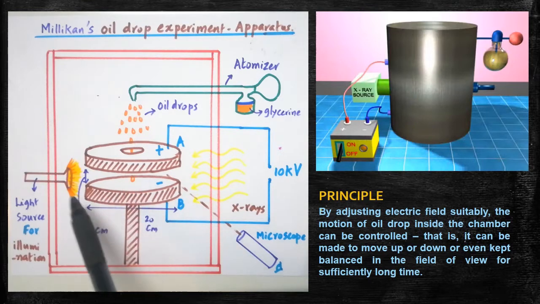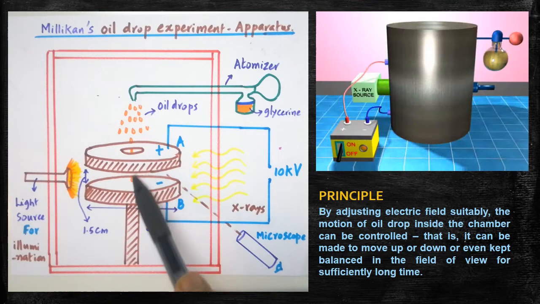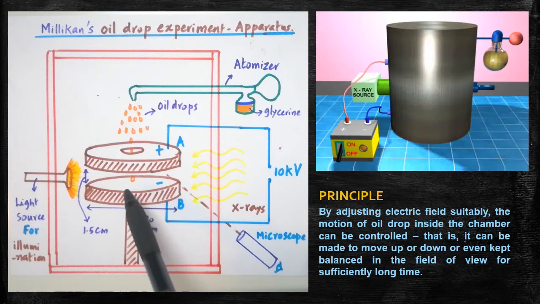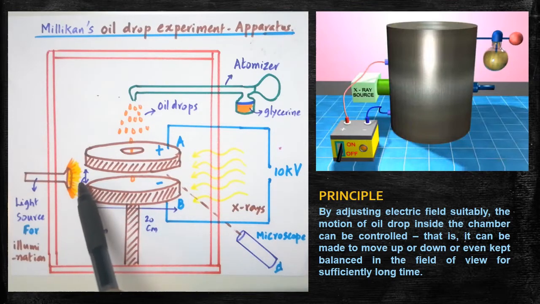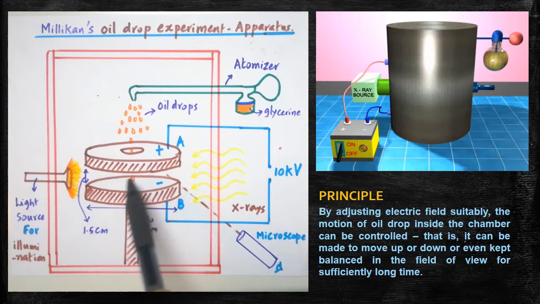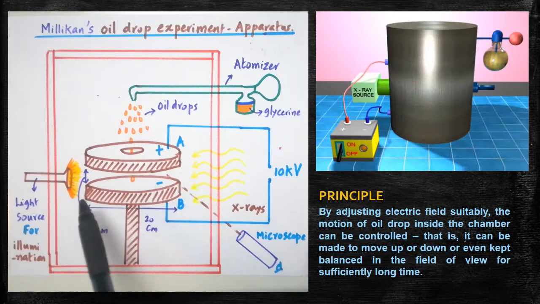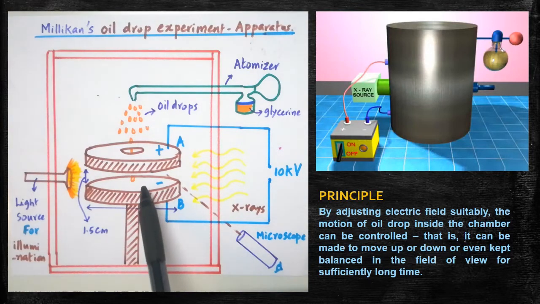And then here one light source is there. With the help of the light source, we are able to illuminate the region between the two plates and see what is happening here. You can view the movement of the charged oil drop. The light is allowed to pass through the gap, traveling in the horizontal direction. And with the help of a microscope, we are able to view the movement of the oil drop.